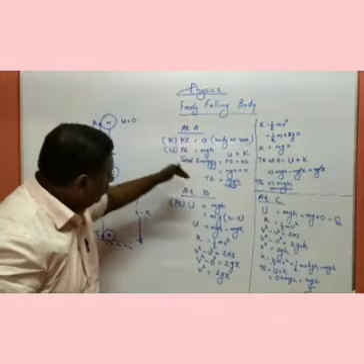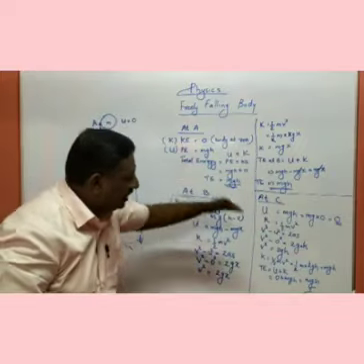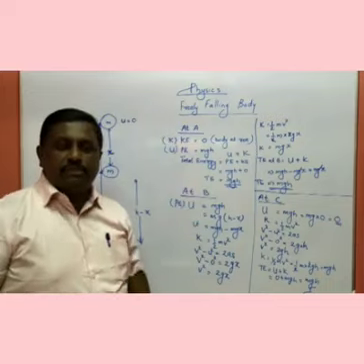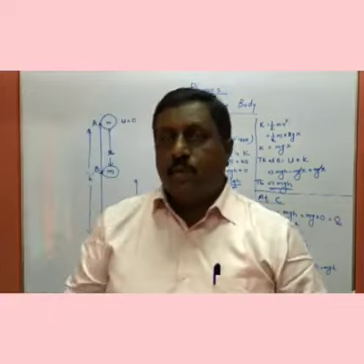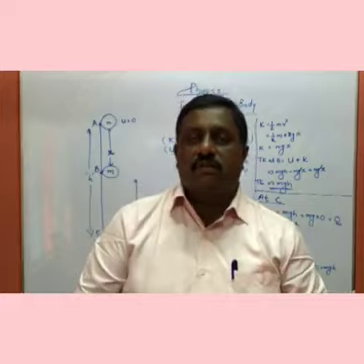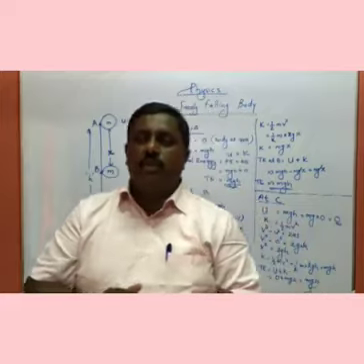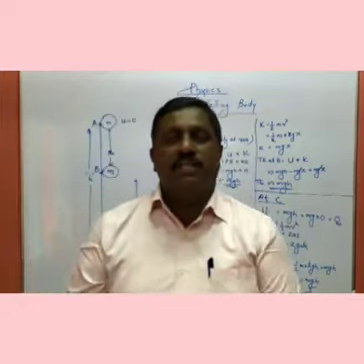Okay? At all the 3 points, at A, at B and at C, we got the same value. So we are saying total energy remains constant. In the case of a freely falling body, total energy remains constant.